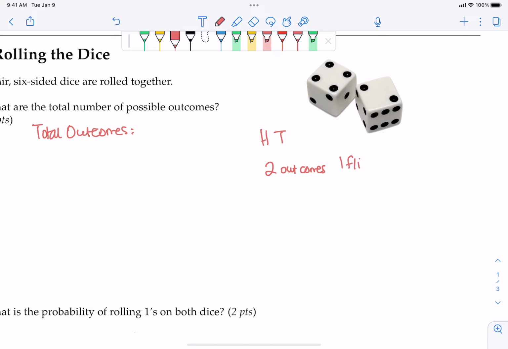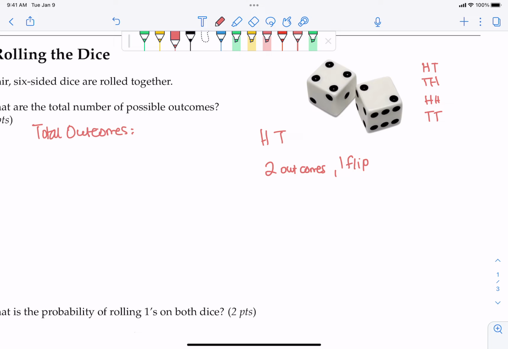1 flip, right? Now, if I want to flip the coin twice, for example, then how many outcomes do I have? I could have heads, tails, tails, heads, heads, heads, tails, tails. So that's 4 outcomes, right? So how can I figure this out without writing down all the outcomes every single time?